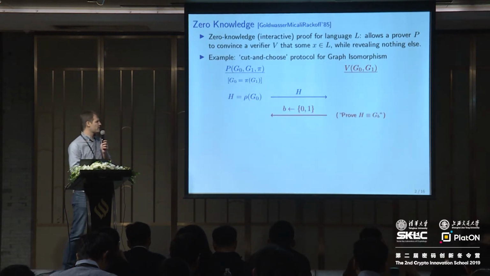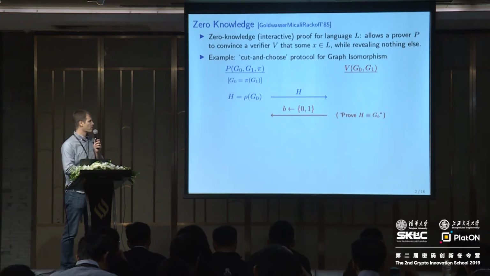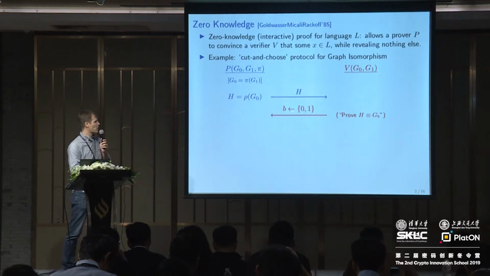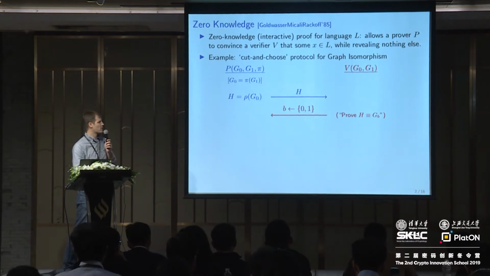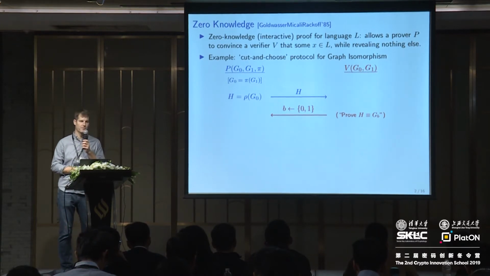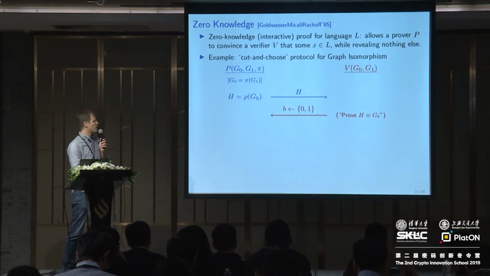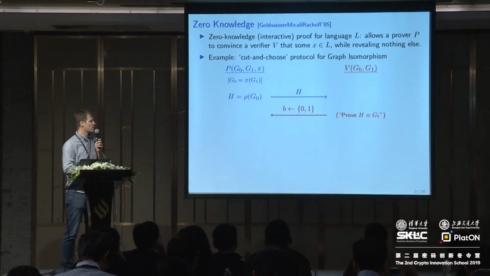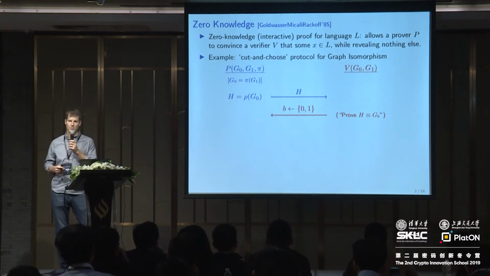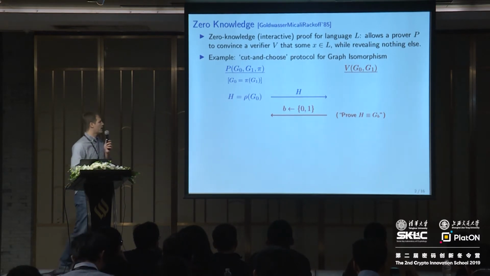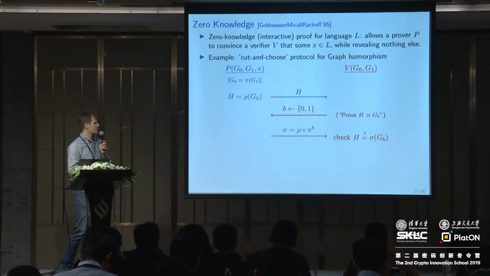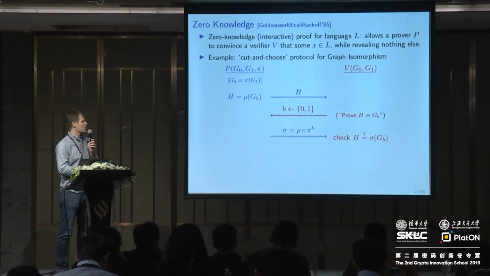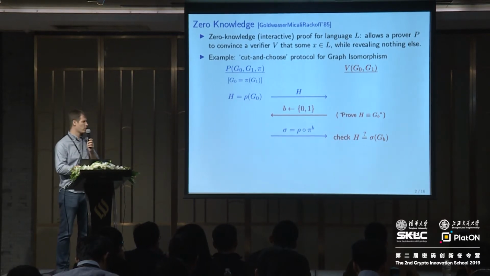The challenge is just a bit, 0 or 1, chosen at random. Basically this means the verifier is challenging the prover to show that H is isomorphic to G sub B. So it's saying, okay, prover, you told me H, now I challenge you, show me that H is isomorphic to graph 0, for example, or graph 1. And the prover will answer the challenge, as you might expect. It just demonstrates an isomorphism between H and G0 or G1, whichever one was requested.